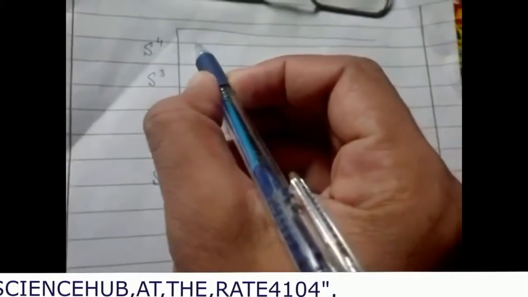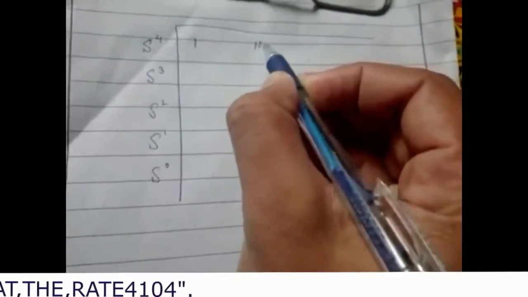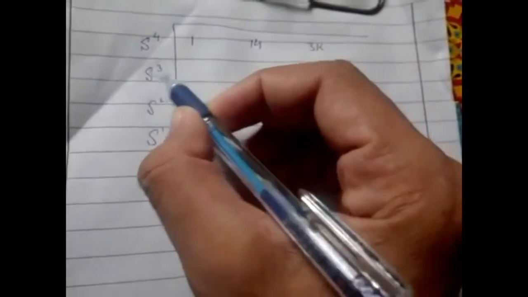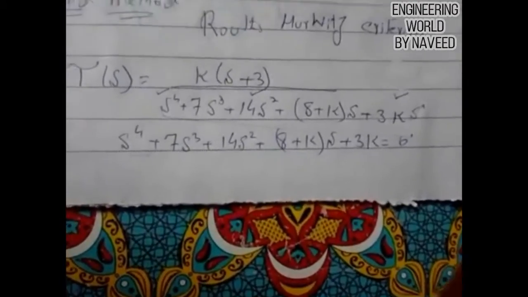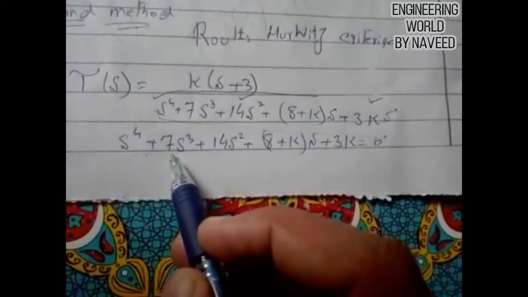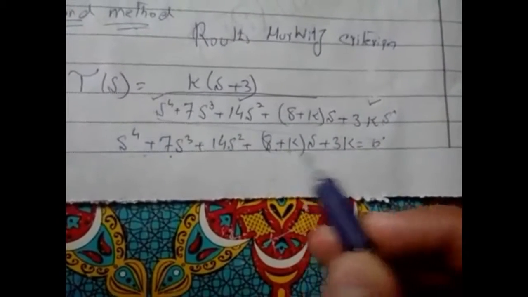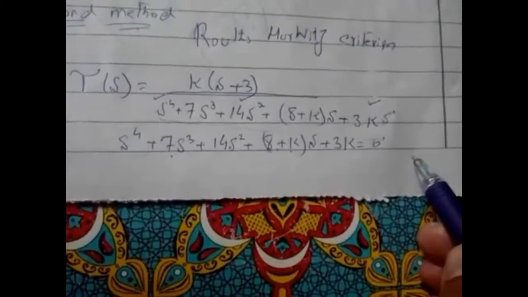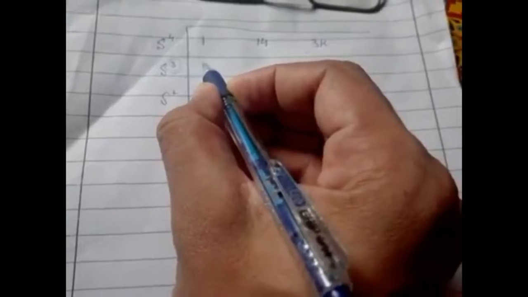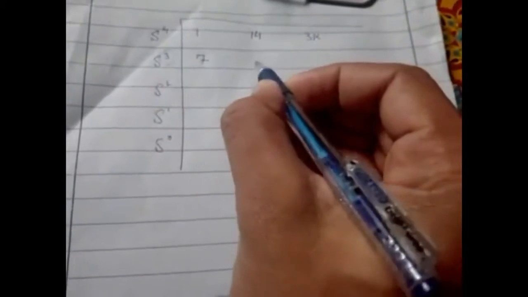So here you get 1, 14 and 3k. Similarly, we take the odd powers: in s^3 we have 7, in s^1 we have 8 plus k, and no other even or odd power. So we write s^3 like this: 7, 8 plus k, and here you can write that it is 0.